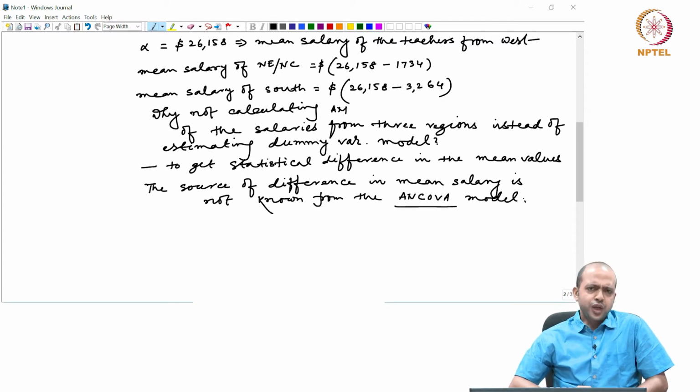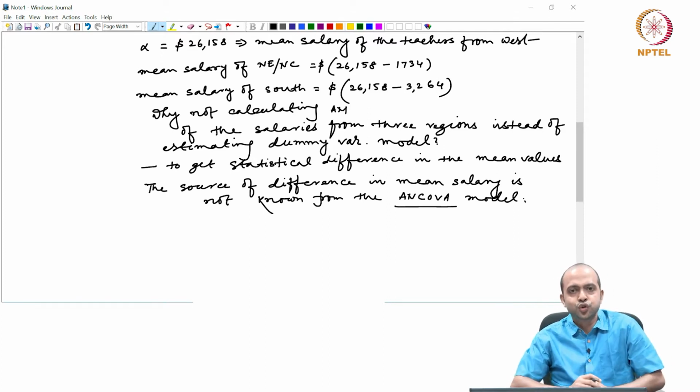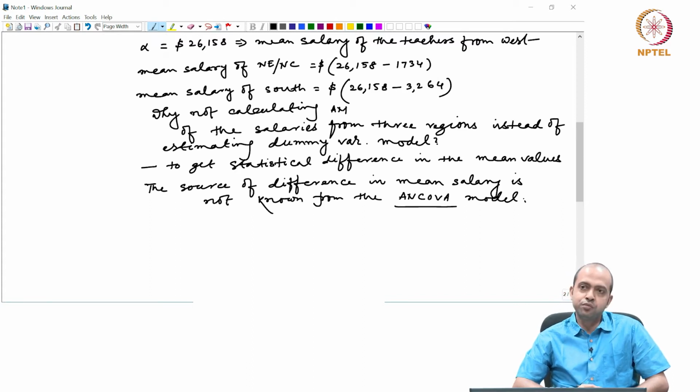Now, can you think of what could be the reason why the other regions are earning less salary compared to the western region? One possible reason would be, it might so happen that in the western region the state government is spending more, public spending per student is more compared to the other two regions. And when public spending is more, obviously the salary of the teachers from that region will also be more. So, public spending is one reason. Or it might so happen that the cost of living is also higher in the western region, for which the government is giving extra salary. That is also possible. Alright.